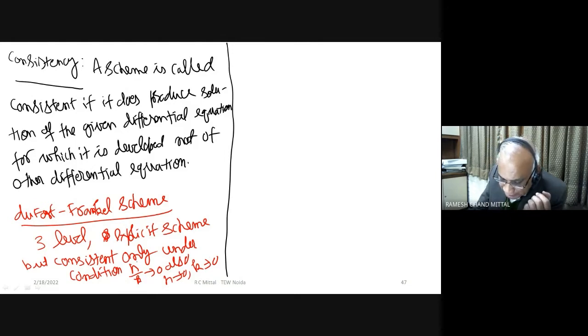Sometimes you get this kind of factor in the truncation error. And you desire that your solution should be of the differential equation for which you are developing the difference scheme. It should not be going to some other differential equation. If you are interested in that differential equation, then fine. But if you are not interested, you are developing for something else. Please understand my point.